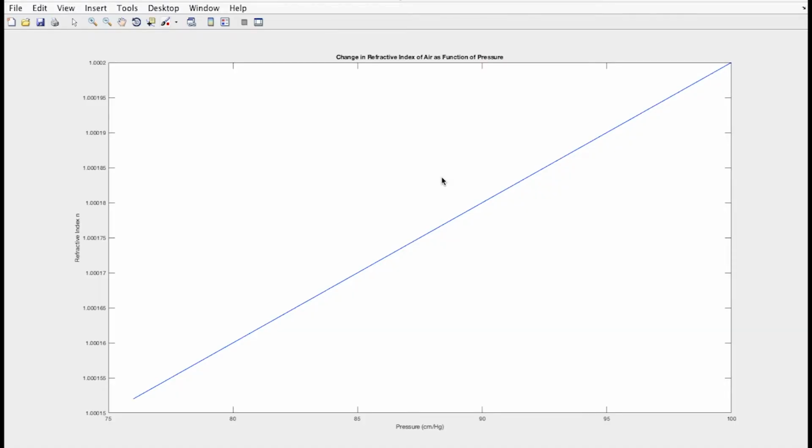So using the slope that we just got, we made this plot of refractive index versus pressure. You can see that the refractive index doesn't change much, even though there are big changes in pressure. So then to calculate the refractive index of air in this lab, we calculated the pressure at 73.356 centimeters of mercury and plugged that into our equation and found that this value was approximately 1.00015.